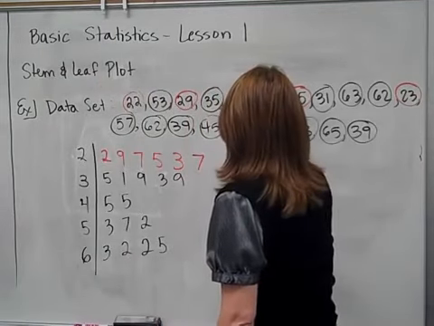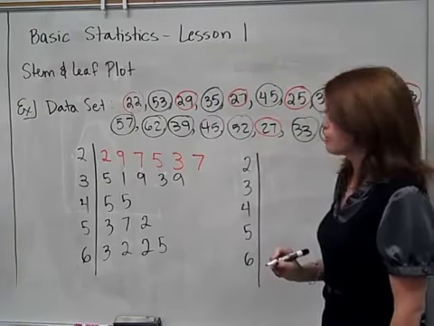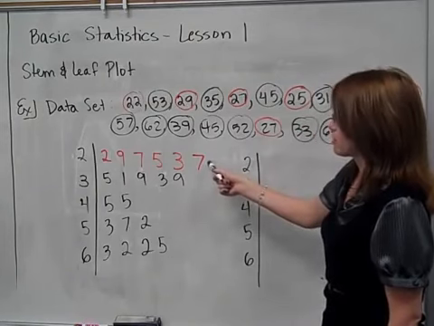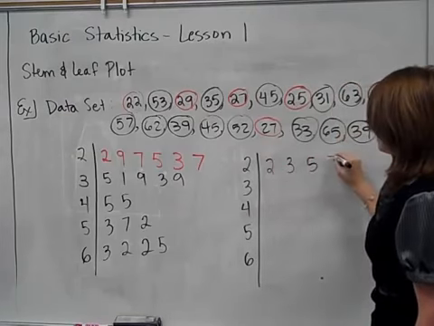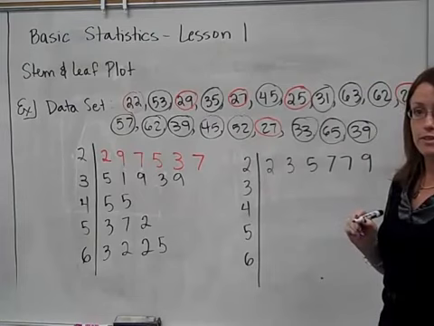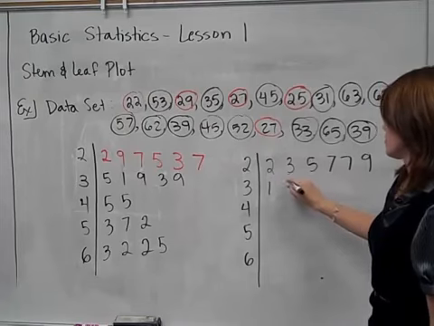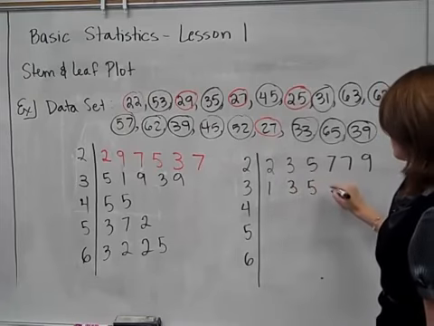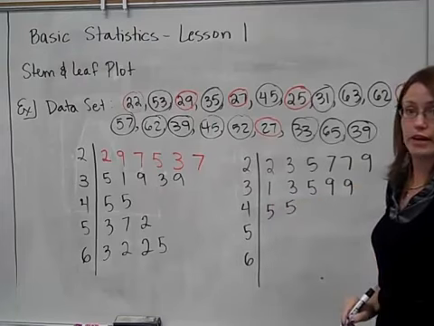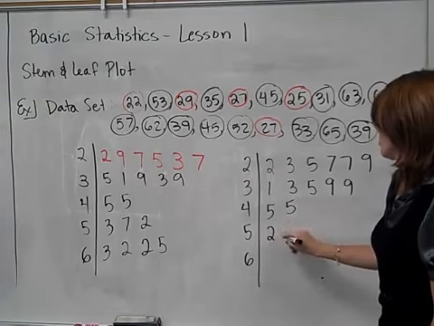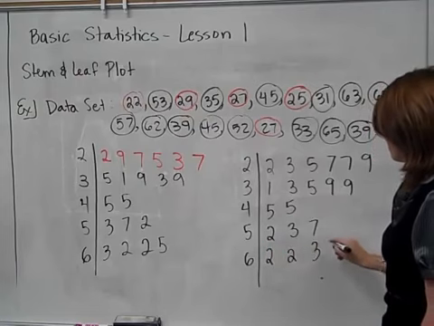Make my stem 2, 3, 4, 5, and 6. Those are going to be my each row. And then I'm going to put each row in numerical order. So I'm going to put a 2 and a 3, a 5, 2 7s, and a 9. And then the next one, a 1, a 3, 5, and then 2 9s. This one's already in order. There's nothing to do because it's just 2 5s. 2, 3, 7. 2, 2, 3, 5. Good.